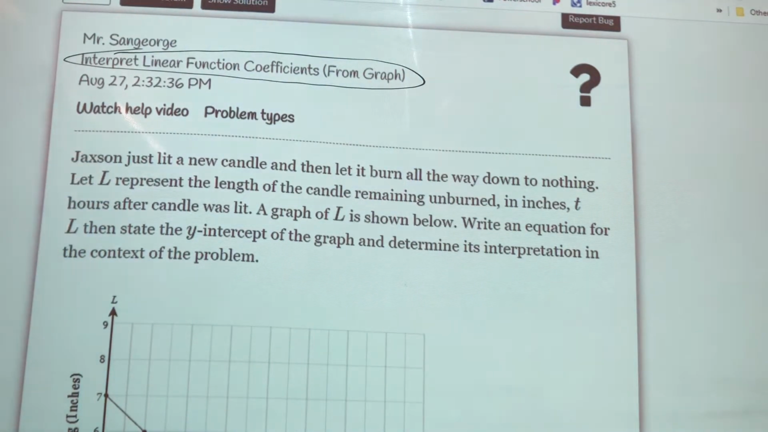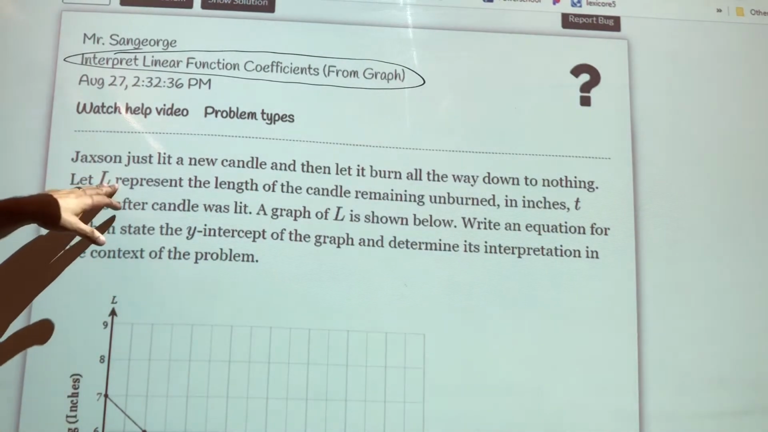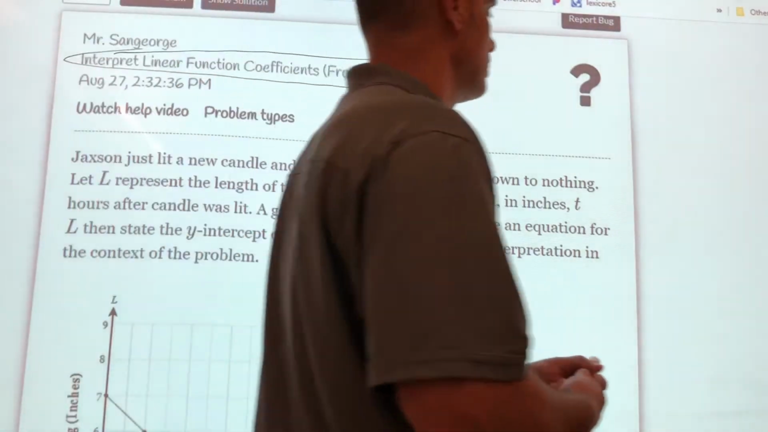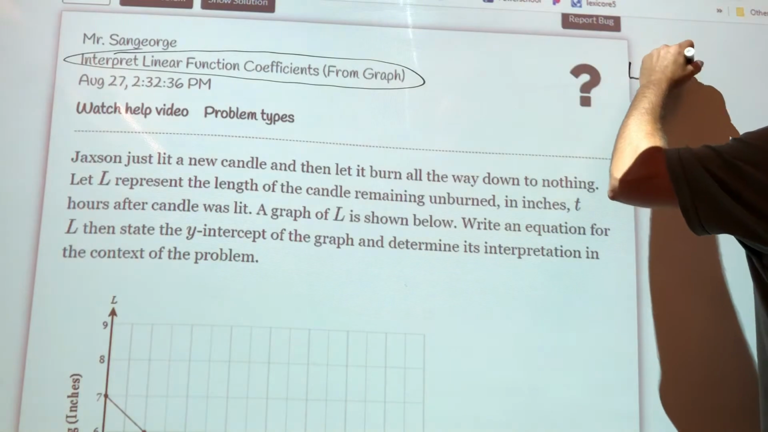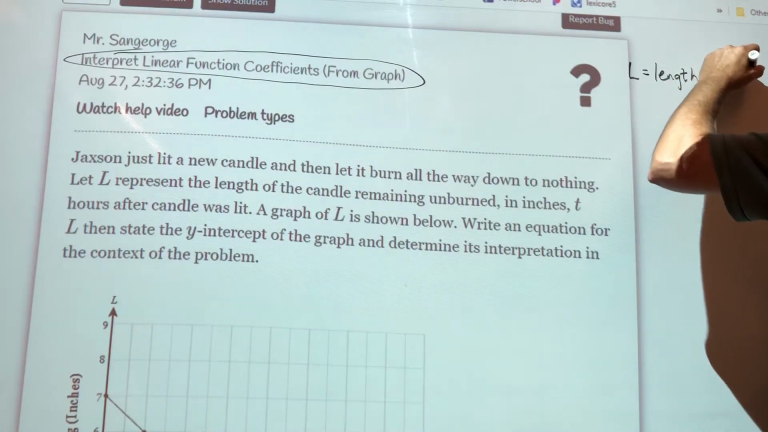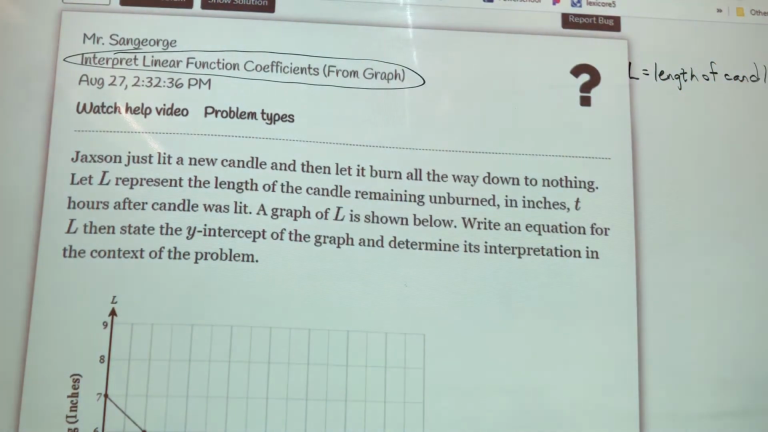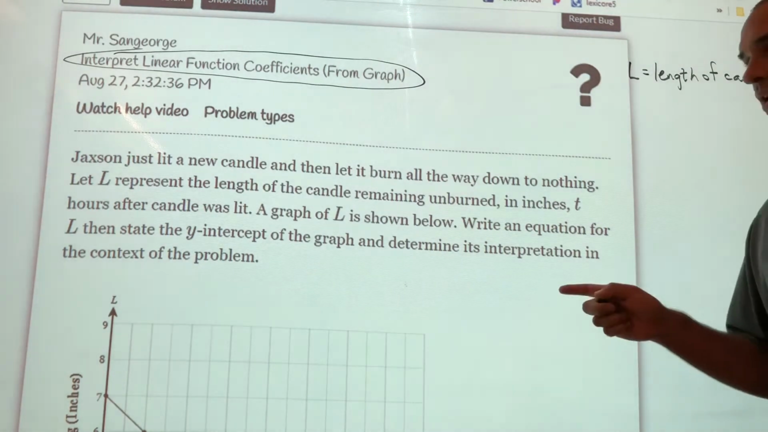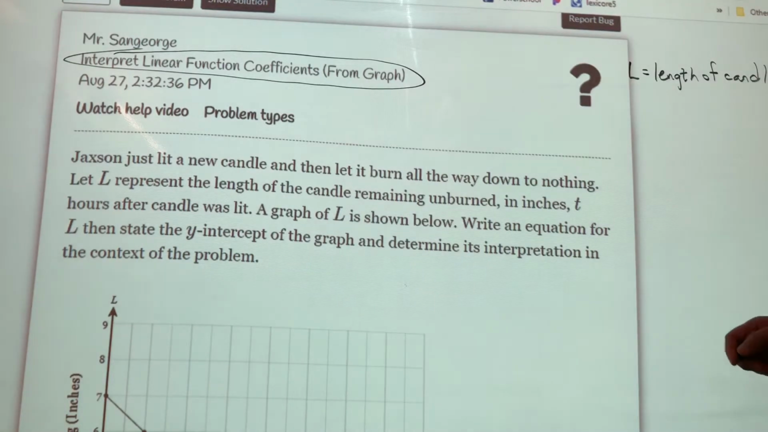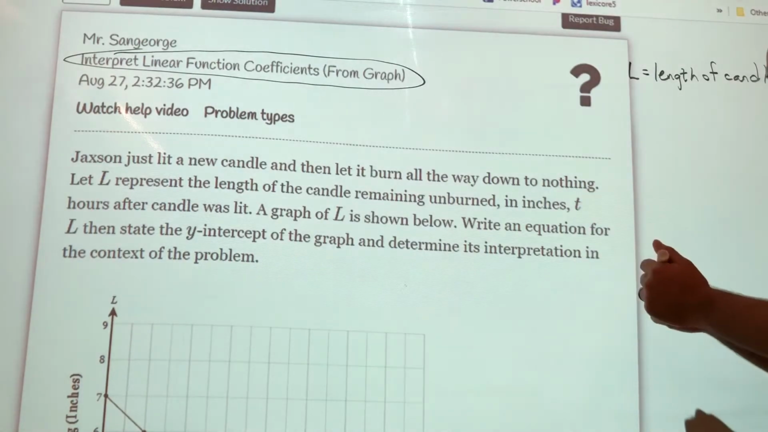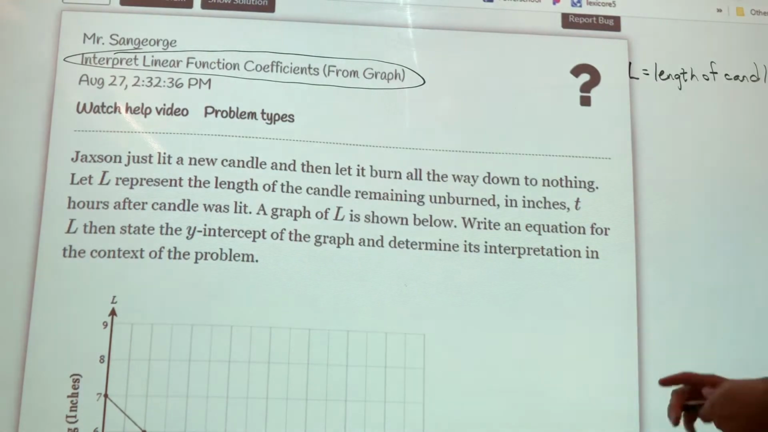So it says Jackson just lit a new candle and then let it burn all the way down to nothing. L is going to represent the length of the candle. So L equals length of candle. Write an equation for L and then state the y-intercept of the graph and determine its interpretation in the context of the problem. So that's what the words say, all right? L is the length of the candle. Now let's look at the graph.